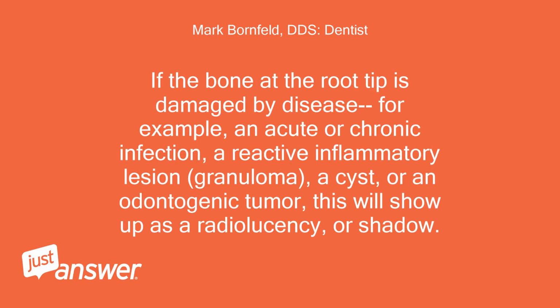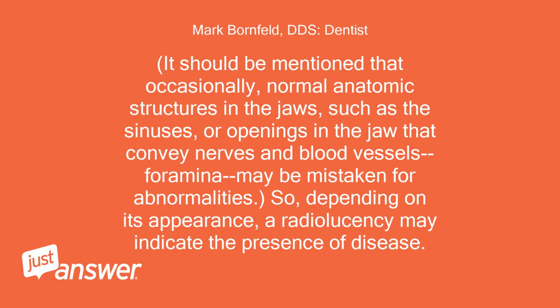If the bone at the root tip is damaged by disease, for example, an acute or chronic infection, a reactive inflammatory lesion, granuloma, a cyst, or an odontogenic tumor, this will show up as a radiolucency, or shadow. It should be mentioned that occasionally, normal anatomic structures in the jaws, such as the sinuses, or openings in the jaw that convey nerves and blood vessels, foramina, may be mistaken for abnormalities. So, depending on its appearance, a radiolucency may indicate the presence of disease.